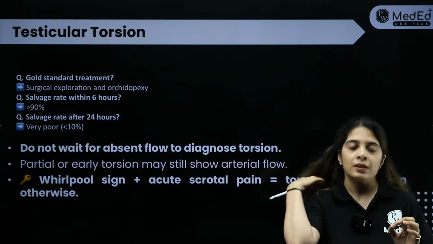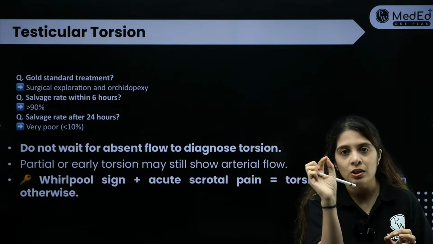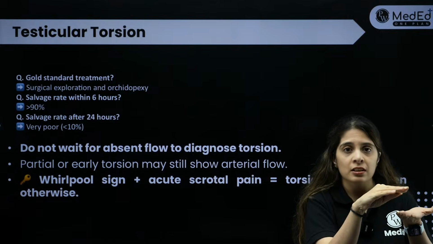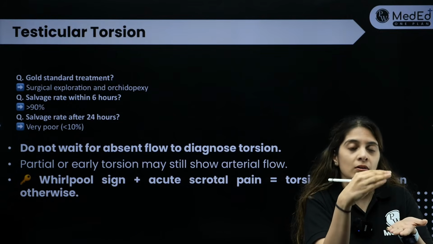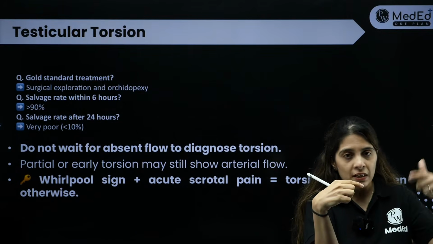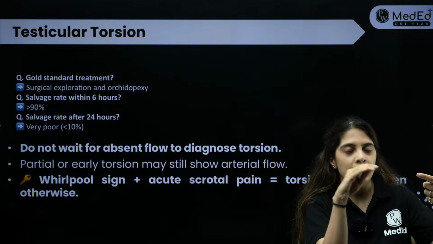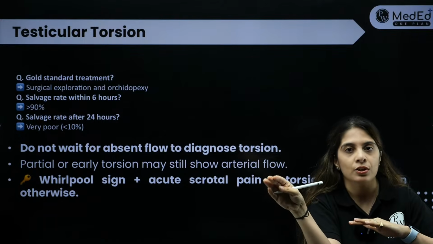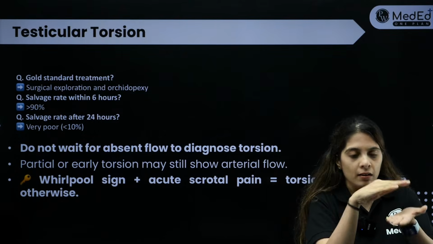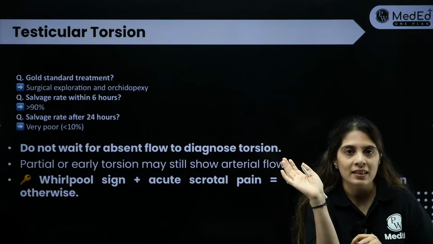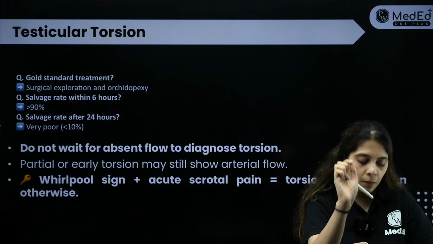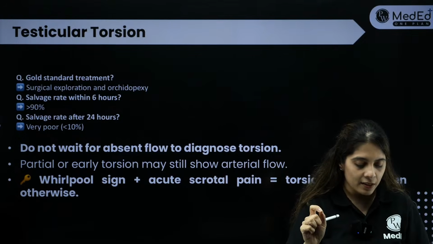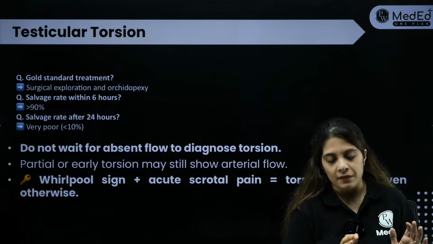Now, one important point I would like to stress is that partial or early torsion may still have some initial arterial flow. Initially the venous flow will go, and then later on the arterial flow will go. So even if you are seeing this Whirlpool sign, sometimes some flow may be preserved in the testes. So don't think that this cannot be testicular torsion, right? In the early phases of torsion, some arterial flow can still be preserved. So if there is Whirlpool sign, the most specific sign, plus acute scrotal pain, then it is torsion until proven otherwise, right?